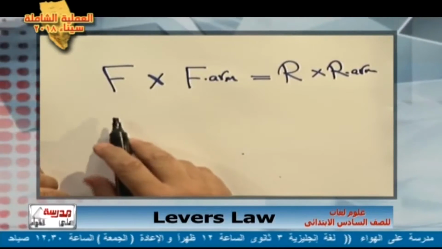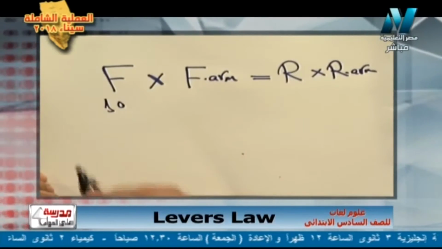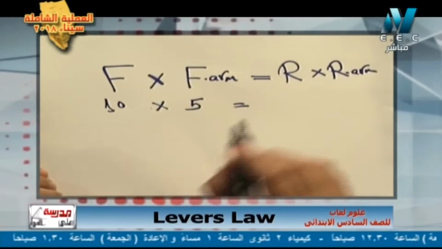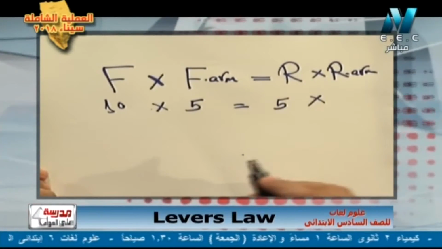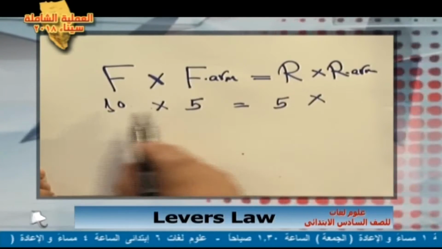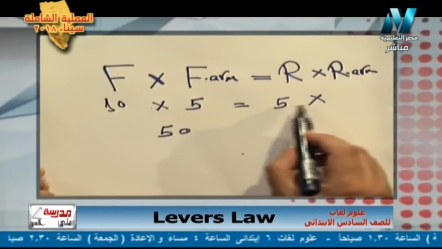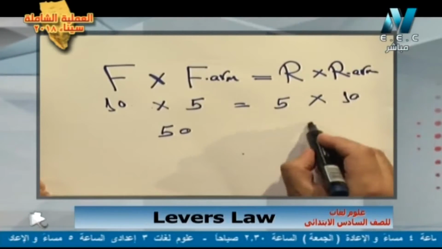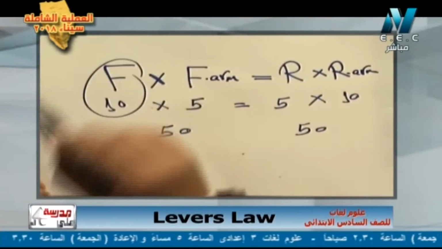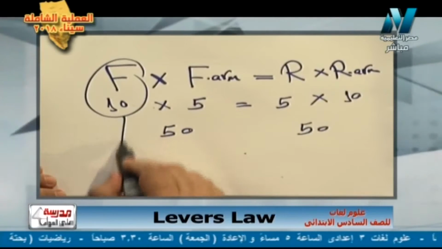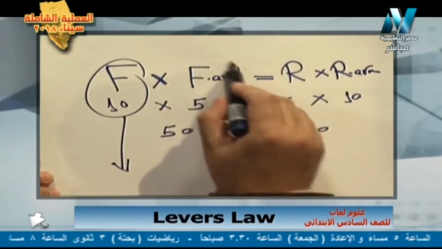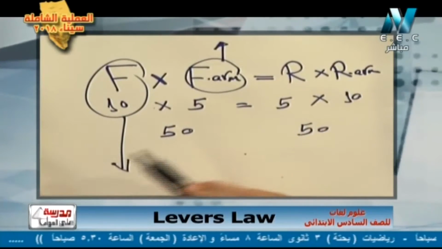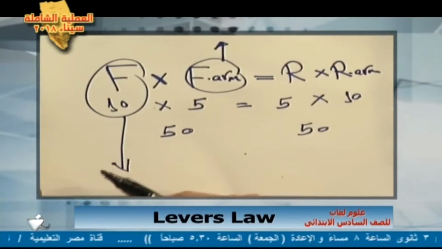So imagine that the effort force is, for example, 10, effort force arm for example 50, resistance for example 5, and the resistance arm must be what? 10 by 5 equals 50. 5 by what equals 50 also? It will be 10. So I want to reduce the effort force. To reduce the effort force I must increase the effort force arm. So the relation between them is inversely proportional, an inverse relation.